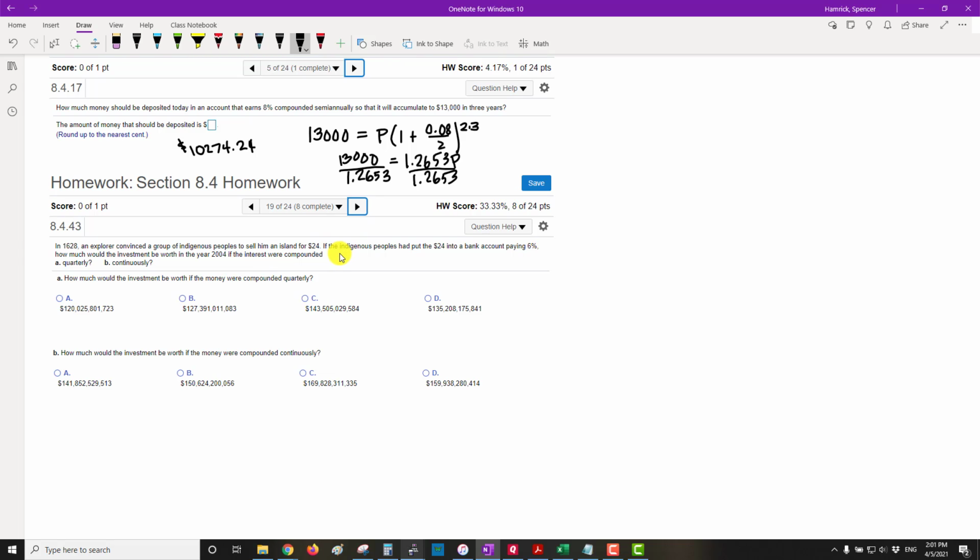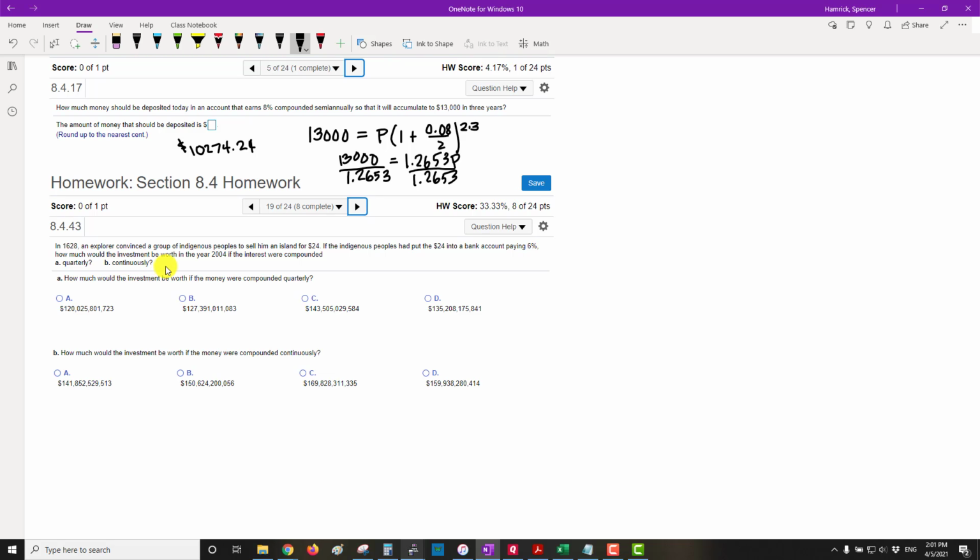If the indigenous people had put the $24 into a bank paying 6%, how much would the investment be worth in the year 2004 if the interest were compounded A, quarterly, and B, continuously? So this is going to show the two different ways to calculate using compounded n times per year and compounded continuously. So let's write out the first one for part A.